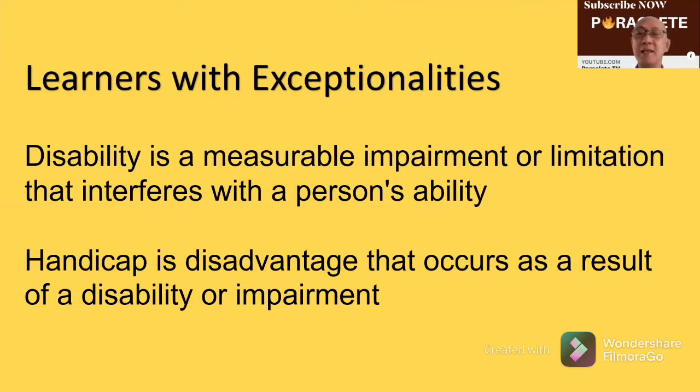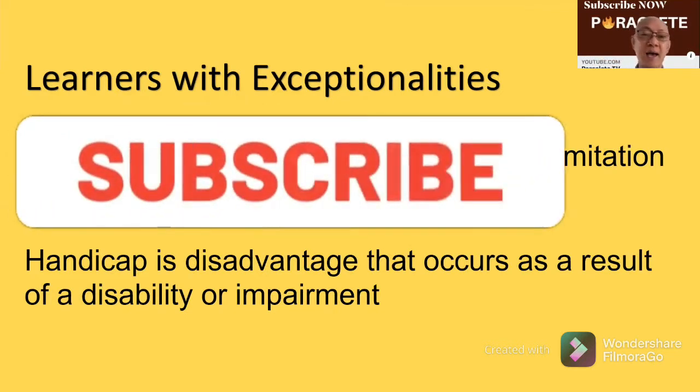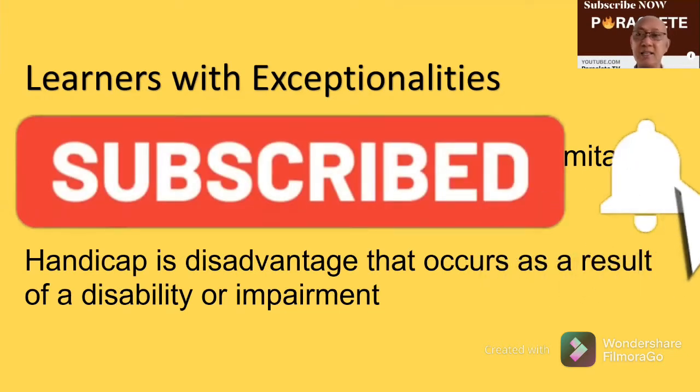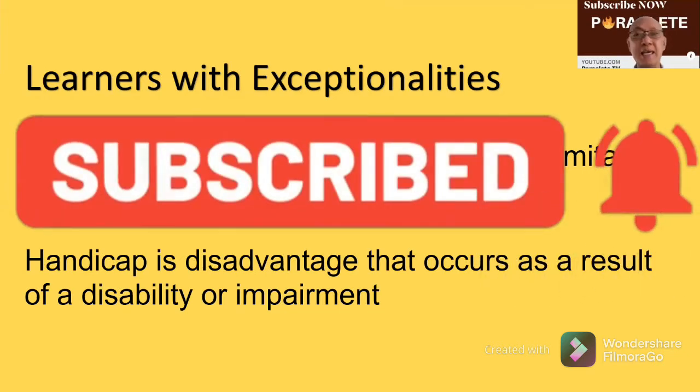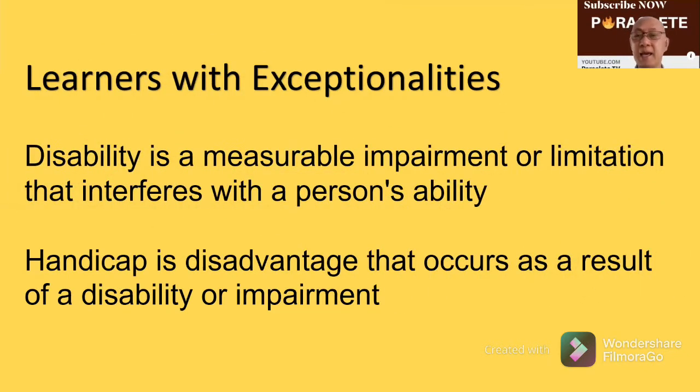So what is a handicap? Handicap is a disadvantage that occurs as a result of a disability or impairment. So when a student or a child has a disability, therefore he is handicapped. Based on this discussion, we will be discussing different disabilities and, of course, the different handicaps that are results of these disabilities.